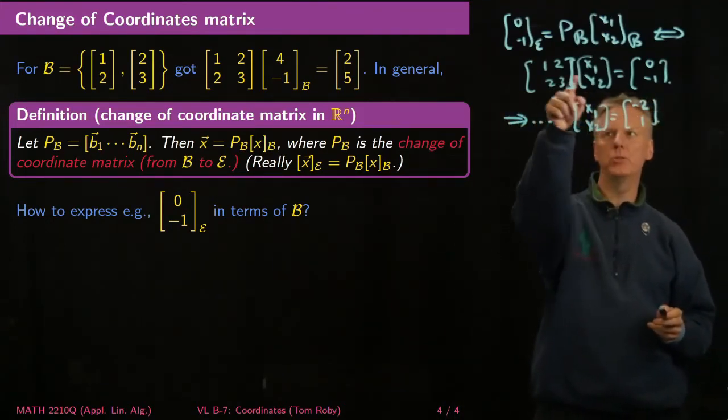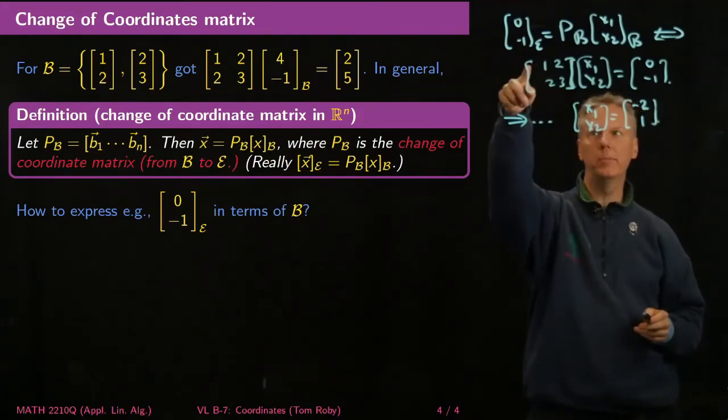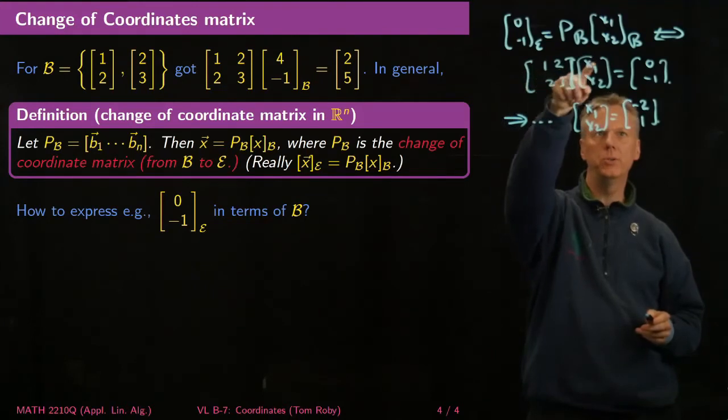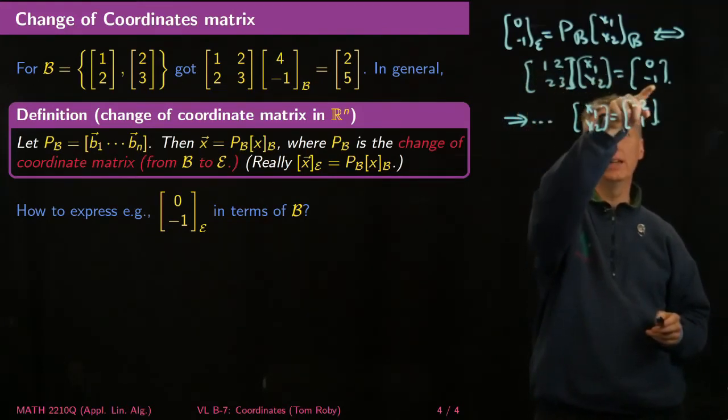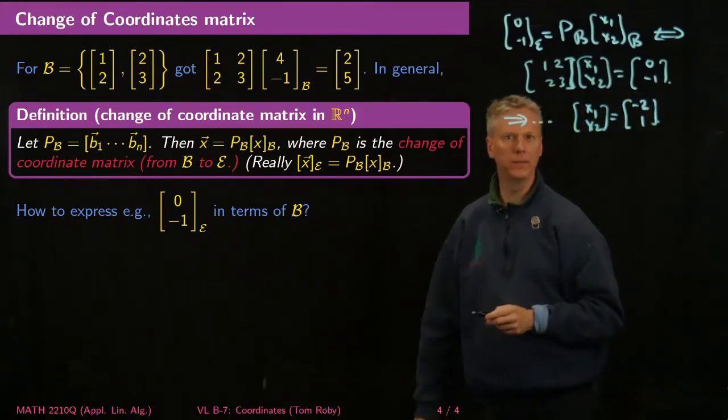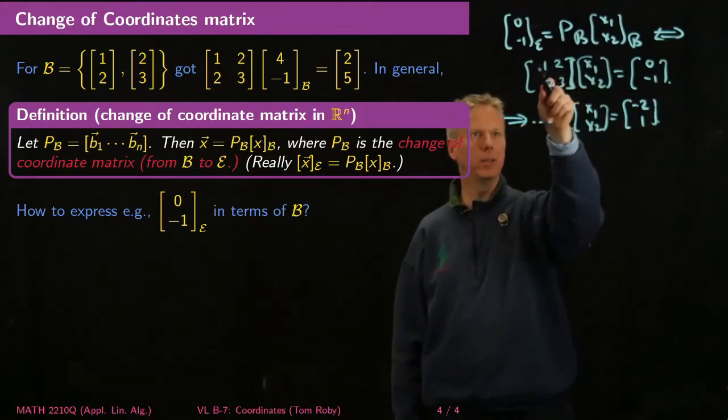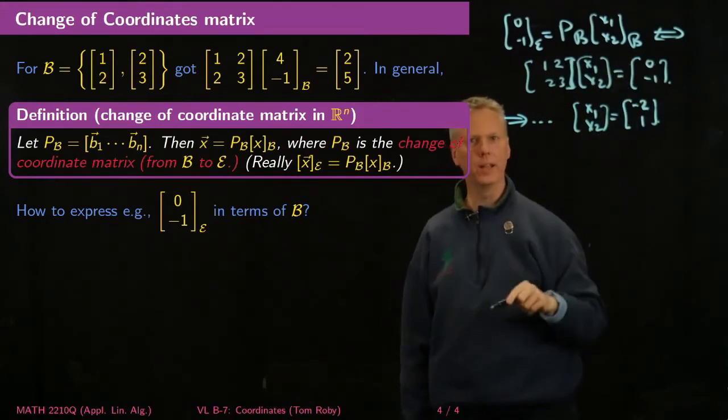And how can we check that? Well, let's check what happens when we make the (-2, 1) linear combination of this. I'll get -2 plus 2 is 0, and I'll get -4 plus 3 is -1. So that must be right. Okay, but I just did this by making the augmented matrix [[1, 2], [2, 3]] and then (0, -1), and row reducing.